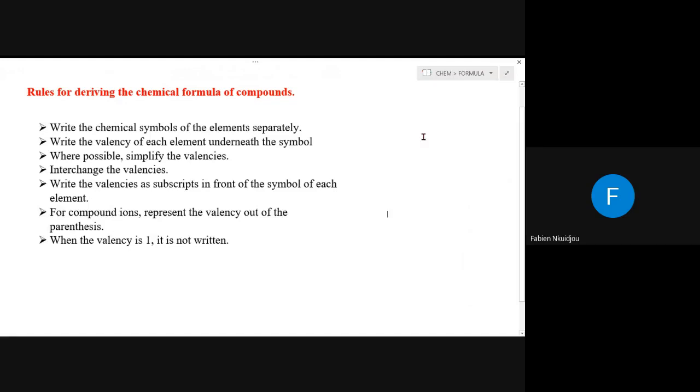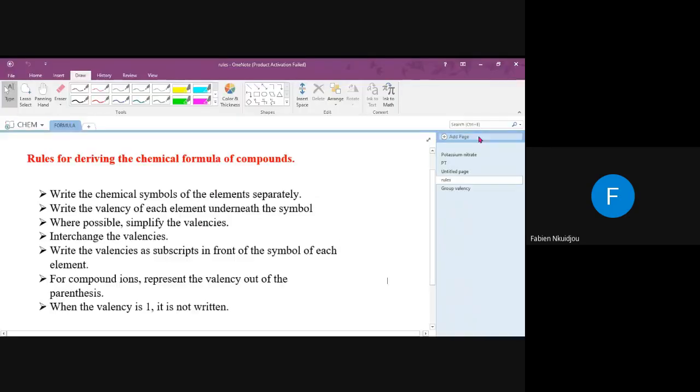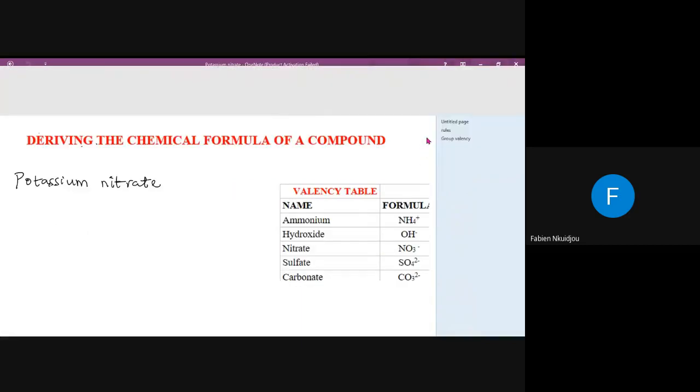Now, this rule applies for the case of compound ions. For compound ions, represent the valency outside of the parentheses. When the valency is 1, of course, we know it is not written in the formula of the compound. So let's get started with some examples.